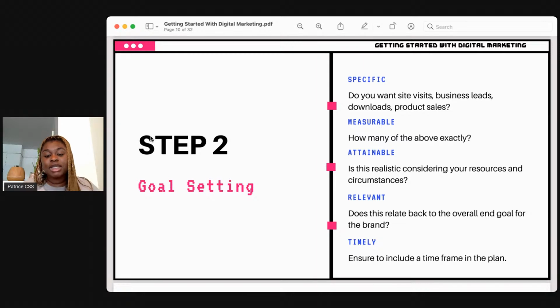Because there's no point in doing a whole campaign that doesn't pull you back to the main goal for your business. Lastly, timely. We need to talk about time frames. Before I said that if I had 5 million followers on Instagram and my goal was 20,000 website clicks, I think that's realistic. But the question really is, in what time frame? Am I expecting 20,000 website clicks in like 10 minutes of posting? Or over the span of like a week? Good question, right? You need to know, what time frame really am I looking at? When do I want to see all of this happen by?